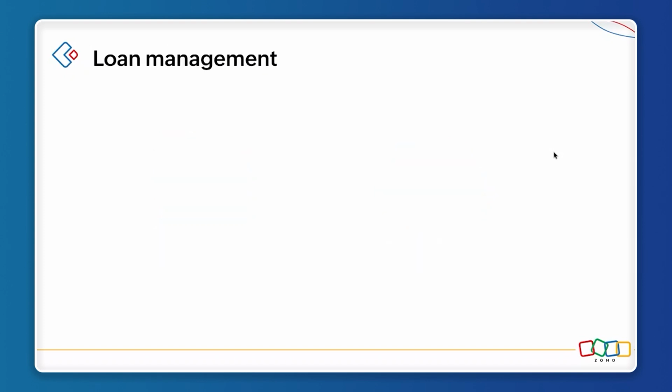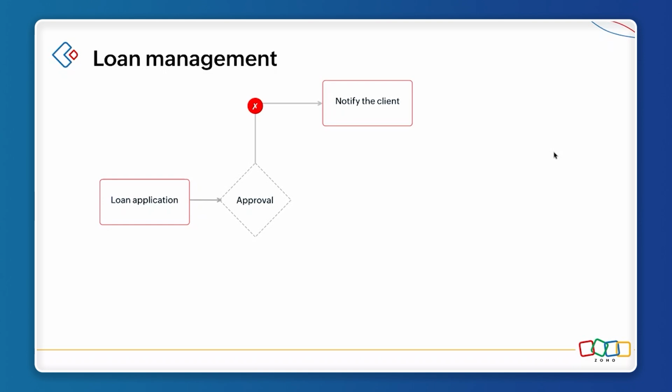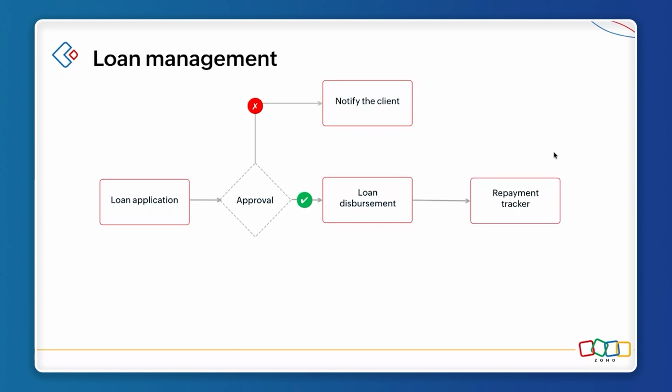When I talk about loan management, when we receive a loan application, it will go into a certain approval process. This can include all the processes from eligibility check to document verification. Once the approval is rejected, we will notify the client about the rejection, and if the approval is successful, then the loan will be disbursed to the client's account. Once the loan is disbursed, then comes the repayment.